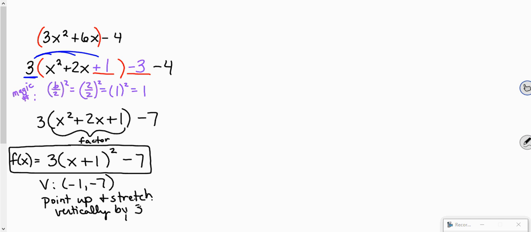Okay, my vertex would be -1, -7. It would point up because the a is positive, and it would stretch vertically by 3. That's what I know. Okay, let's do another one.